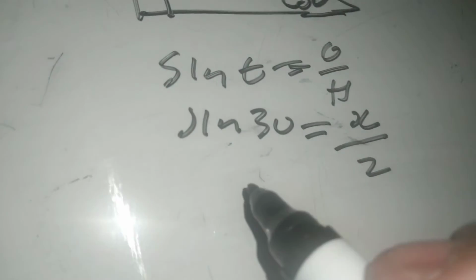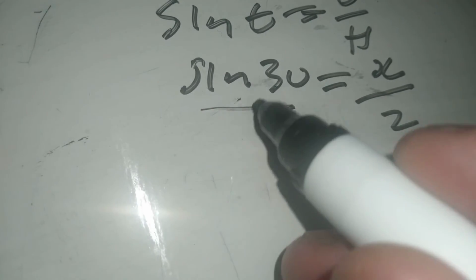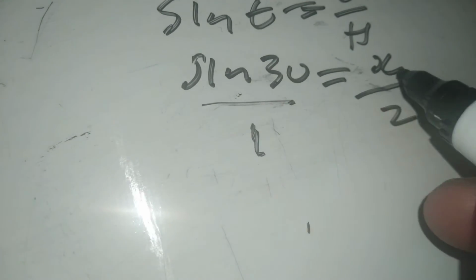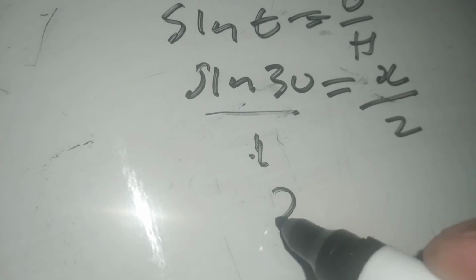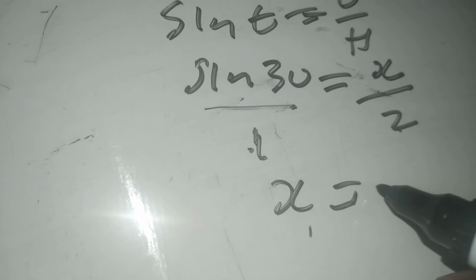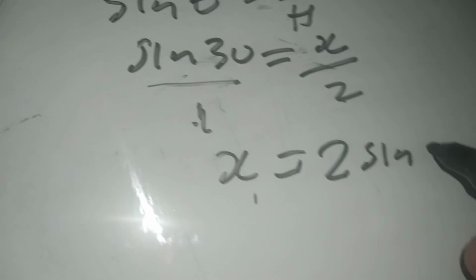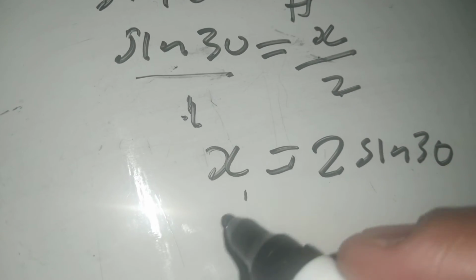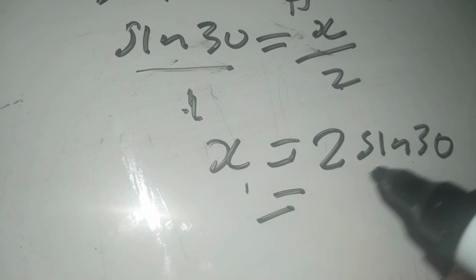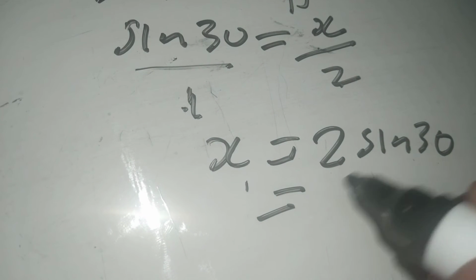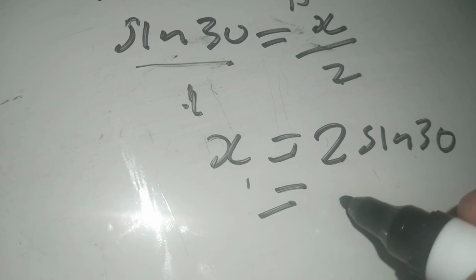And then how do we deal with this part? Whenever we're solving for x and we have a fraction, we can make this over 1 and cross multiply. So 1 times x is x, and 2 times sine 30 is 2 sine 30. And sine 30 is 1 over 2. So if you type this, it's actually going to be 1.